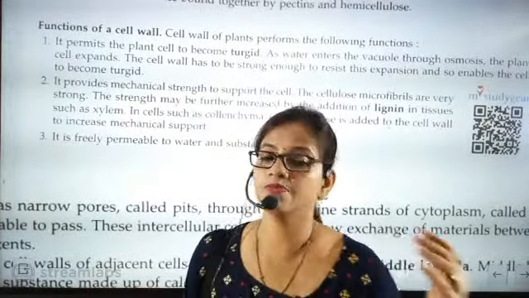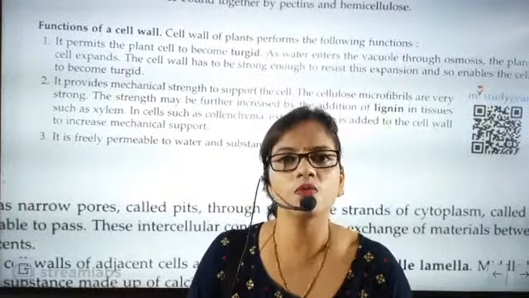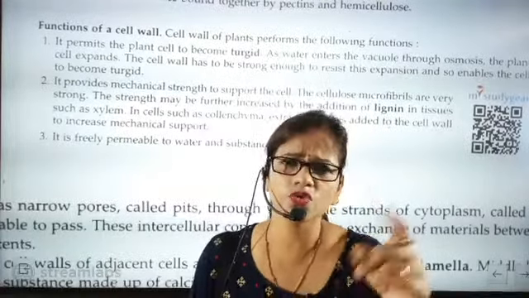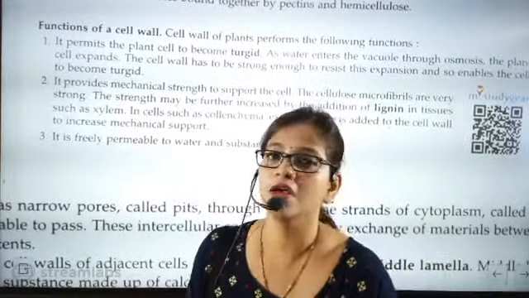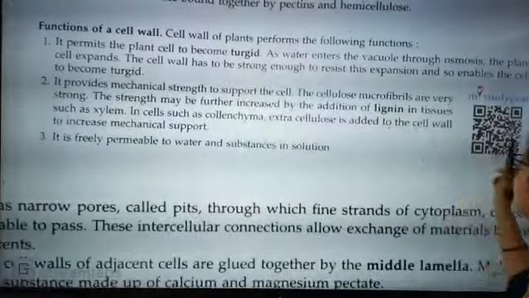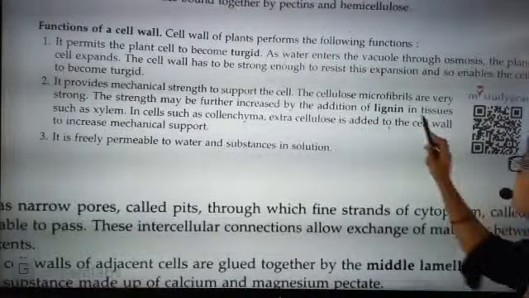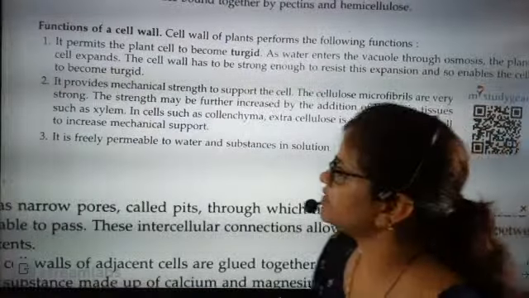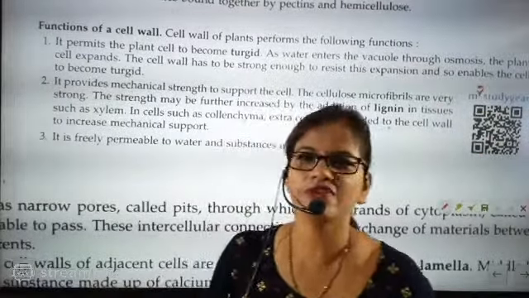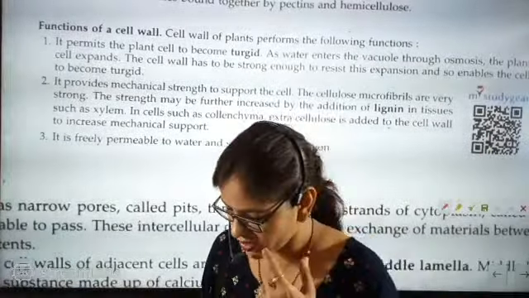And beta, some plants have a rigid, tough cell wall, and it is totally dependent upon addition of lignin. If lignin is added, then the cell wall will be tougher. By addition of lignin, I am going to explain the xylem vessels' work, beta.